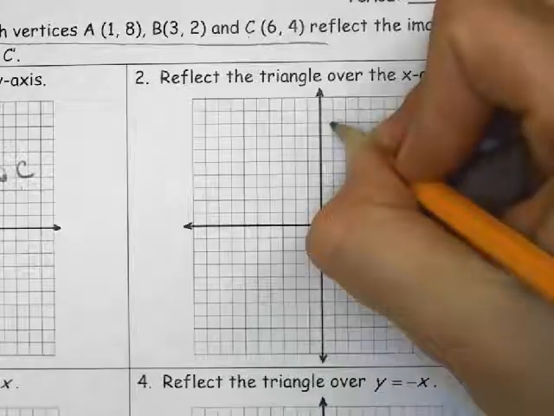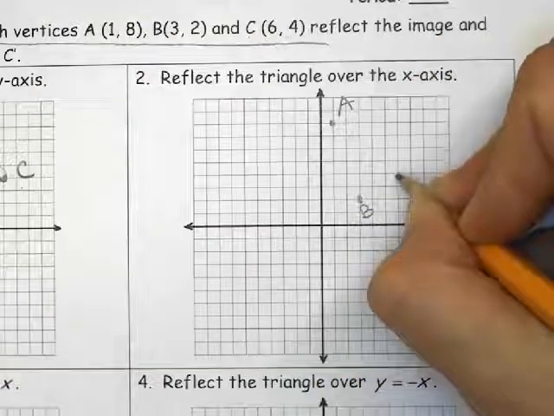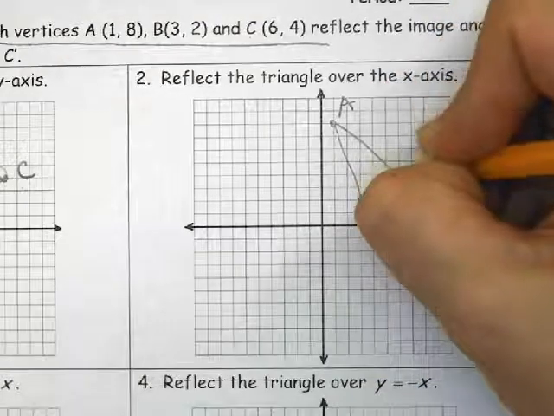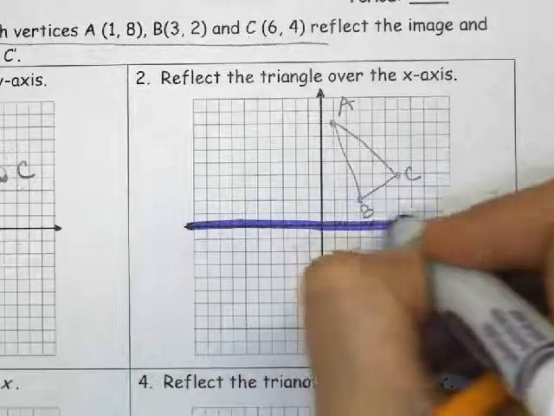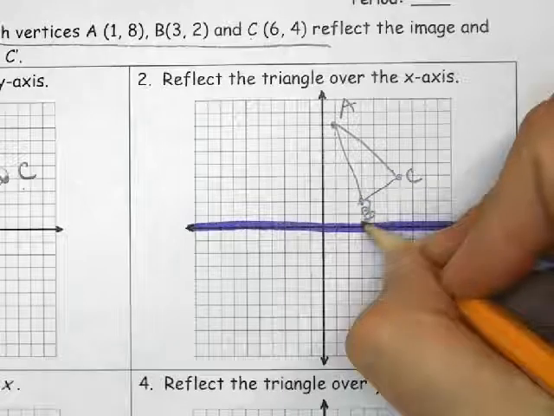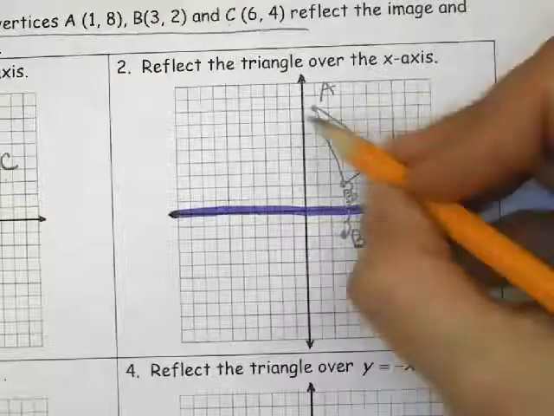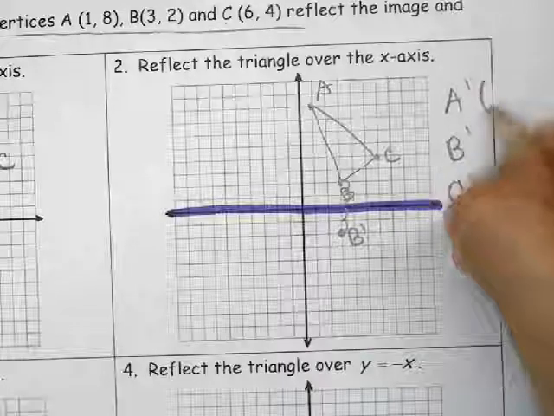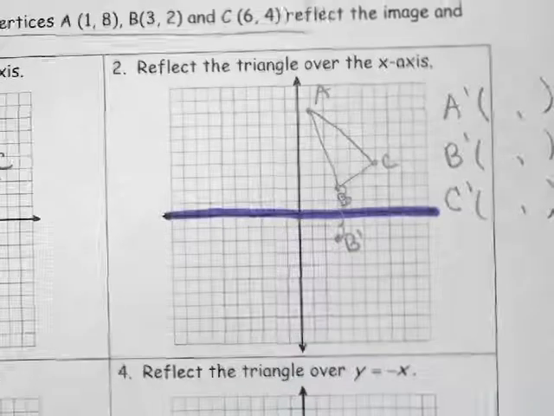You're doing the same thing. A, B, C. So you're taking the original triangle, and now you're going to reflect this over the x-axis, doing the same manner. You're counting. If it's 2 up, we go 2 down. So I'm going to go 1, 2 down, and label this one as B prime. Do the same thing for those. A prime, B prime, C prime, and then give me their coordinates. Okay, that's what my expectation is.